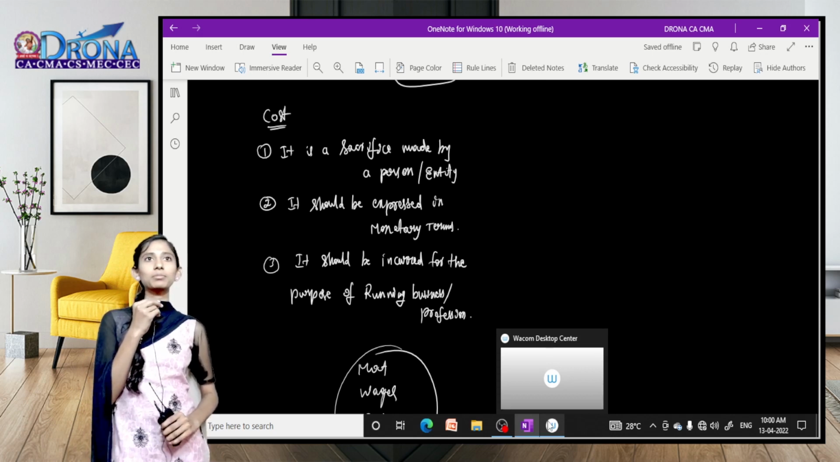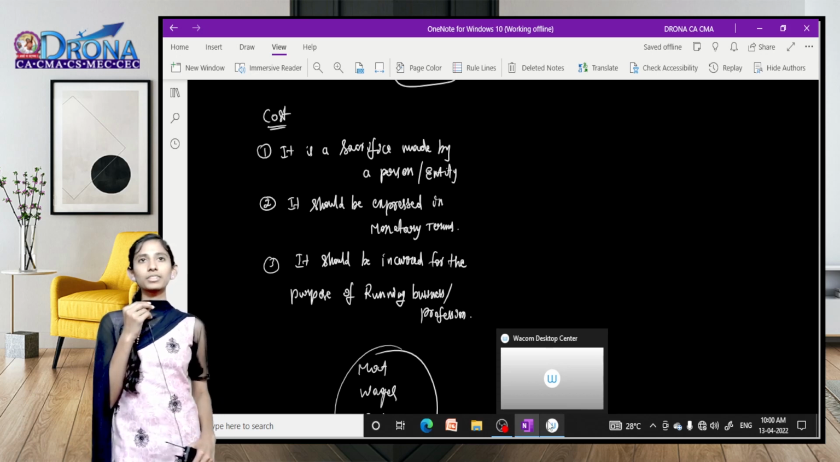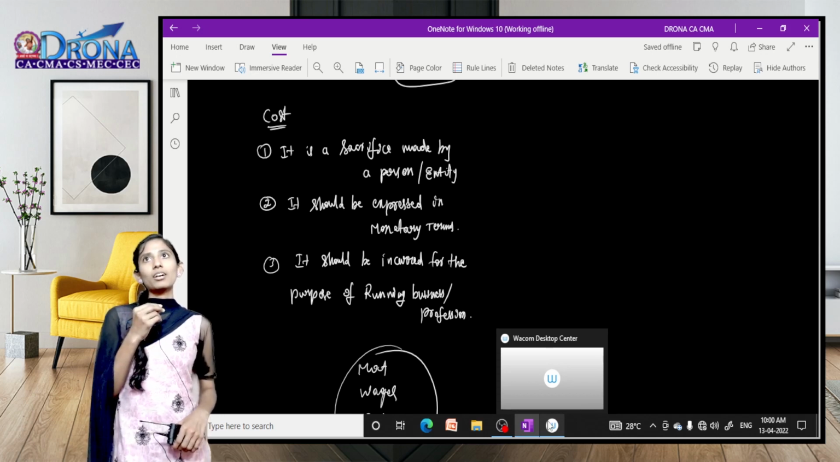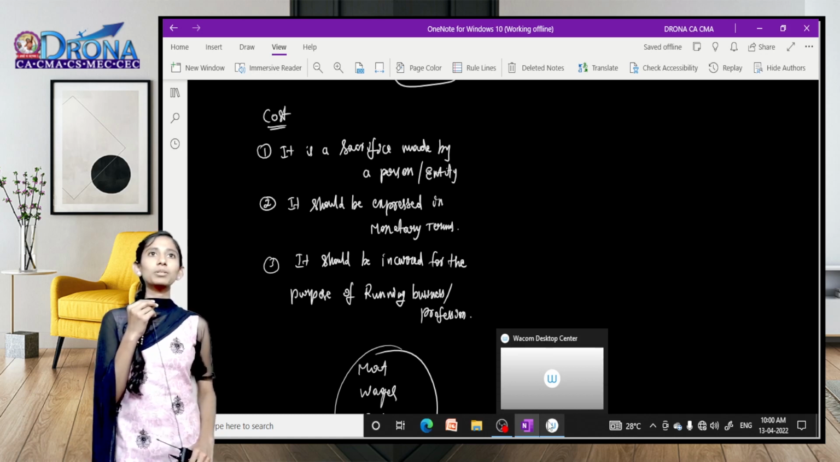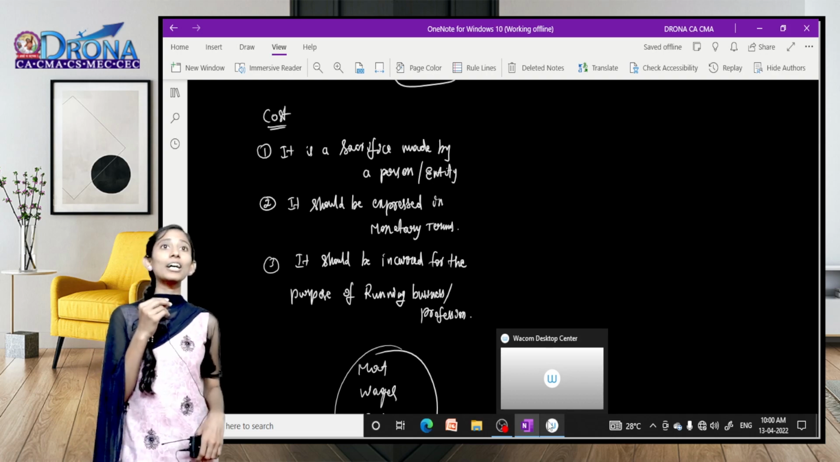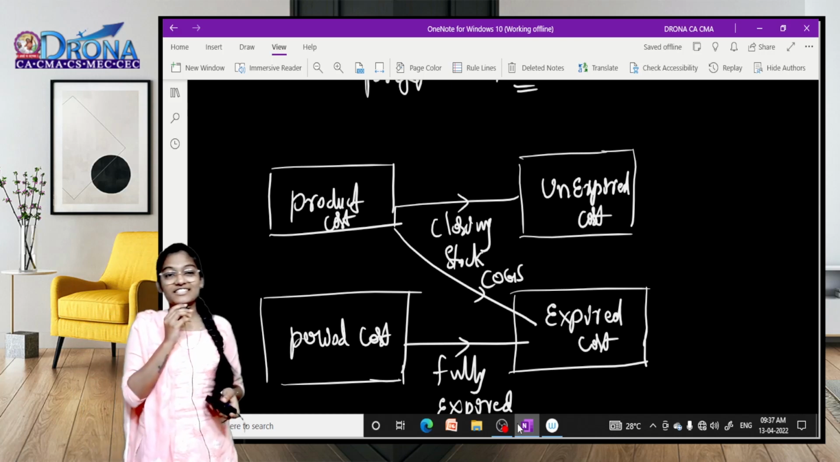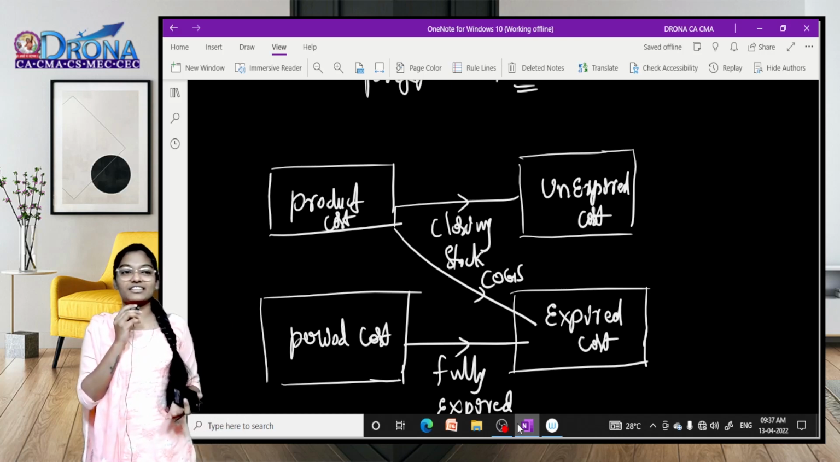The second purpose is decision making: variable cost, semi-variable cost, fixed cost, opportunity cost and sunk cost. Third purpose is control: controllable and uncontrollable cost.